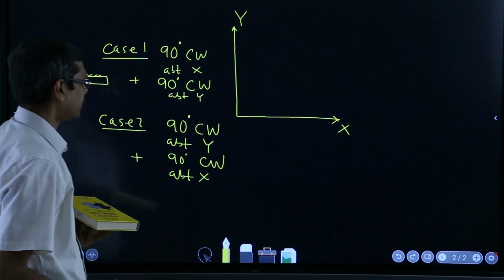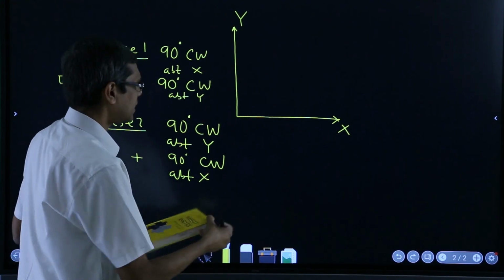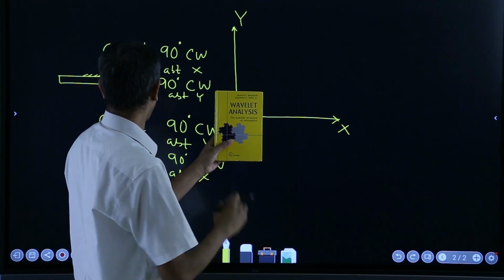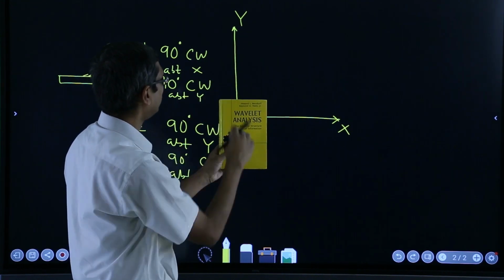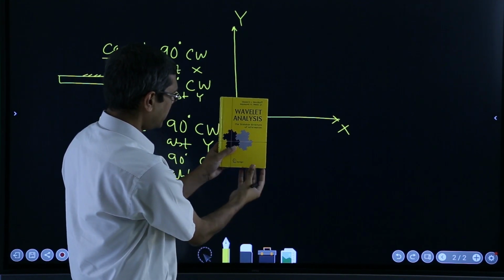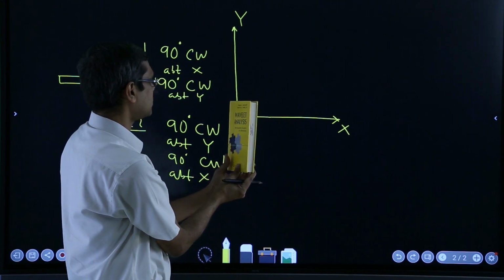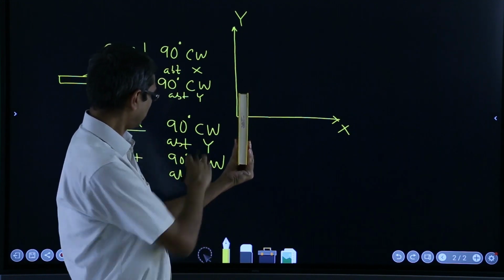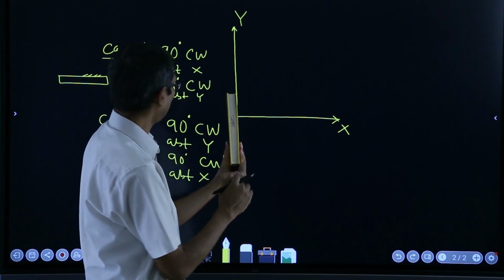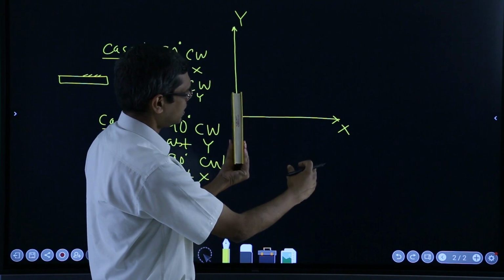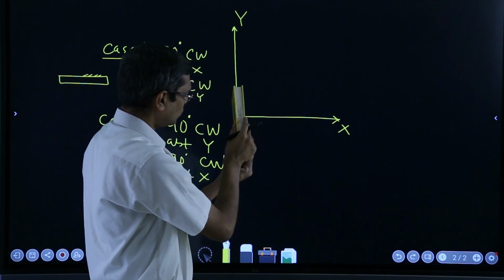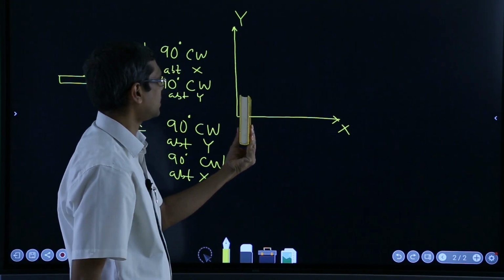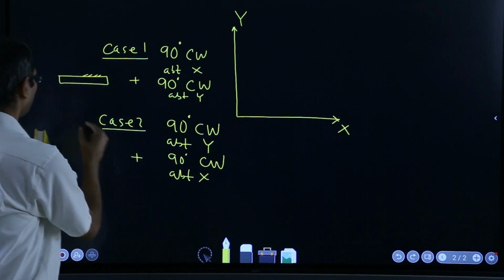And case 2, so I'll start with the same initial configuration, and then I'll first have a clockwise rotation about y looking from y side. So looking from y, I will have a clockwise 90 degree rotation, right? So I have finished the first one, and then I will do a 90 degree clockwise about x looking from x side. So this is what I will do. So see, the configuration I have come to is this one now.